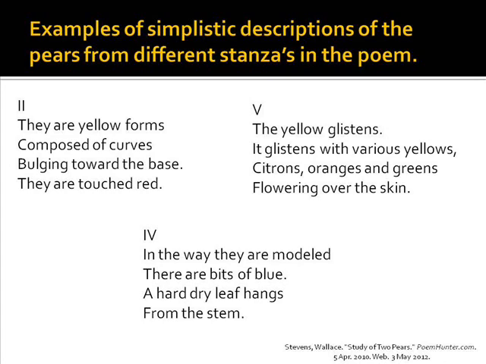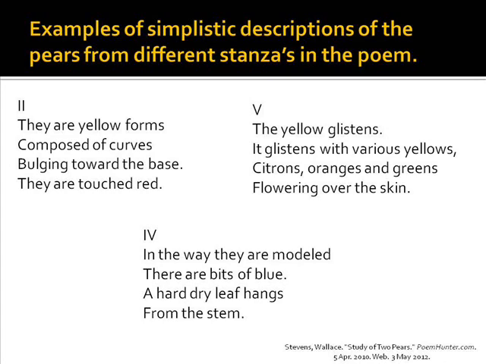describing the pairs. Typically, the modernism period has simplistic descriptions, as I said, but is just generic overall descriptions of the object, whatever it is. In this case, it's the pairs. In stanza 2, he talks about their color and their shape, and in stanza 5, he shows how they glisten and the overskin and what it looks like in its texture. In stanza 4, it shows how they have bits of blue and talks about their leaves and the stem.